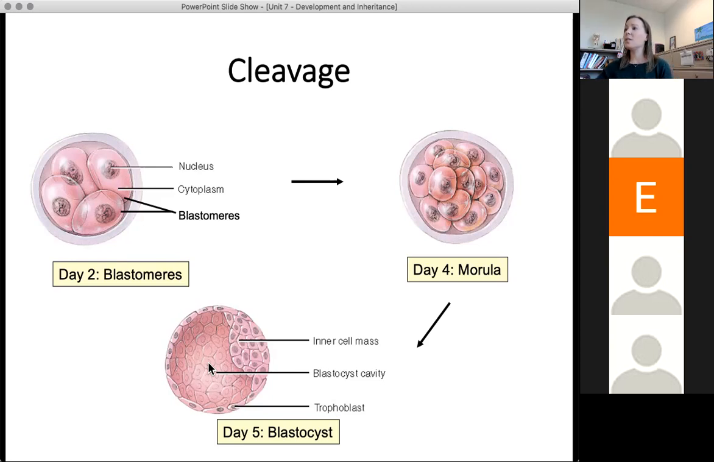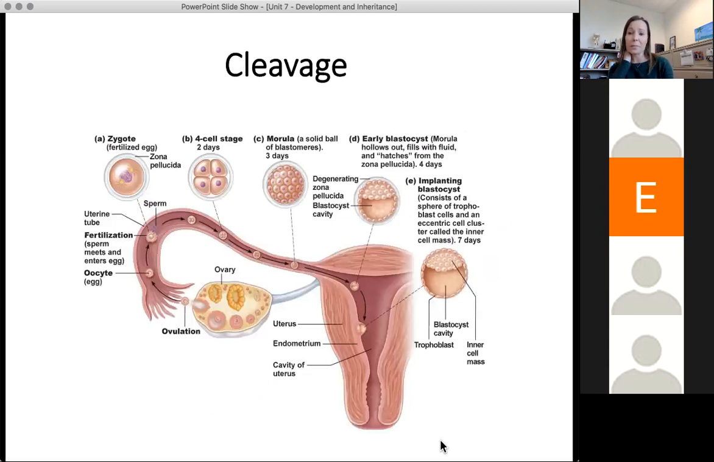And now there are two distinct layers that are described in your outline. There's the trophoblast, which is this outer layer of cells, and the embryoblast, which is the inner cell mass here. Okay, and then after that, implantation occurs, which is when the blastocyst attaches to the endometrium. So that will happen after about a week, 7 days after fertilization.